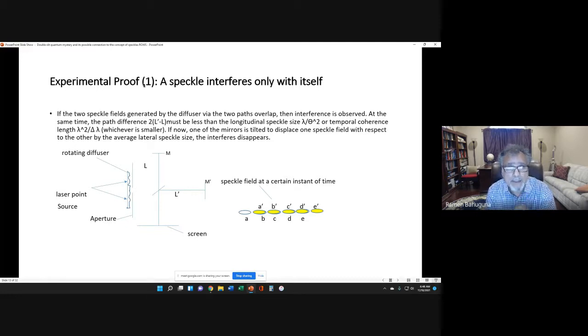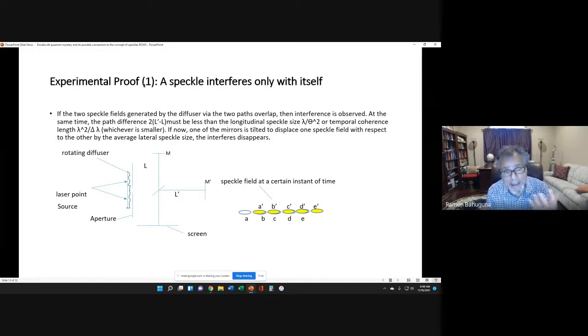Now, I'm going to give you an experimental proof that speckle interferes only with itself. This is a very simple experiment anyone can do in the lab. Most labs have a Michelson interferometer. Here I have shown a Michelson interferometer. There are two paths, L and L prime. I have a ground glass diffuser, and a laser point source illuminating it. There is an aperture in front of it, and the aperture can control theta, and so the speckle size on the screen.